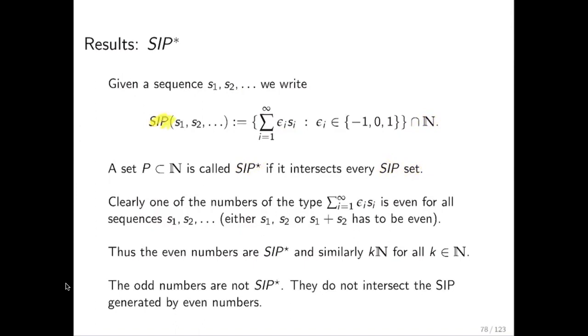Okay, so SIP sets are all sums and differences. SIP star is one which intersects every SIP set. Remember that we had periodic sets, and then we had periodic star sets, sets which intersect every periodic set. So this is a parallel concept. Clearly, the even integers are SIP star, because if you sum elements like this, then at least one of them has to be even, right? Either S1 or S2 or S1 plus S2 has to be even. Thus, even integers are SIP star. The odd integers, on the other hand, are not SIP star because they do not intersect the SIP sets generated by even numbers.